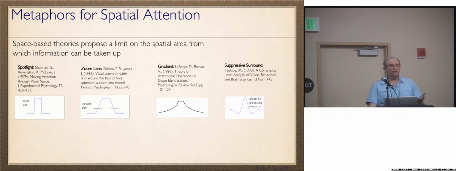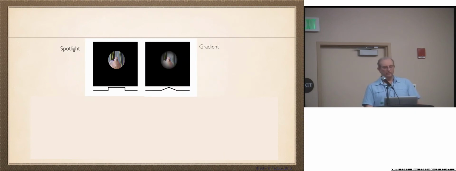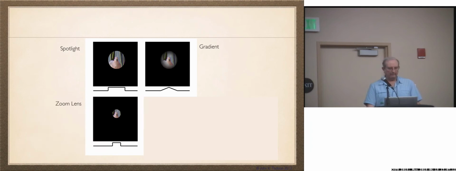So let me just show you what these would look like. That's what a spotlight would look like if I have a picture. This is a picture of a pigeon. A spotlight would do this, highlight one part of the image. A gradient would do this. A zoom lens would do this. What's wrong with all of these? The thing that's wrong with all of these is that when you look at the actual image, you don't only see what's in the little hole. Everything else is still there.